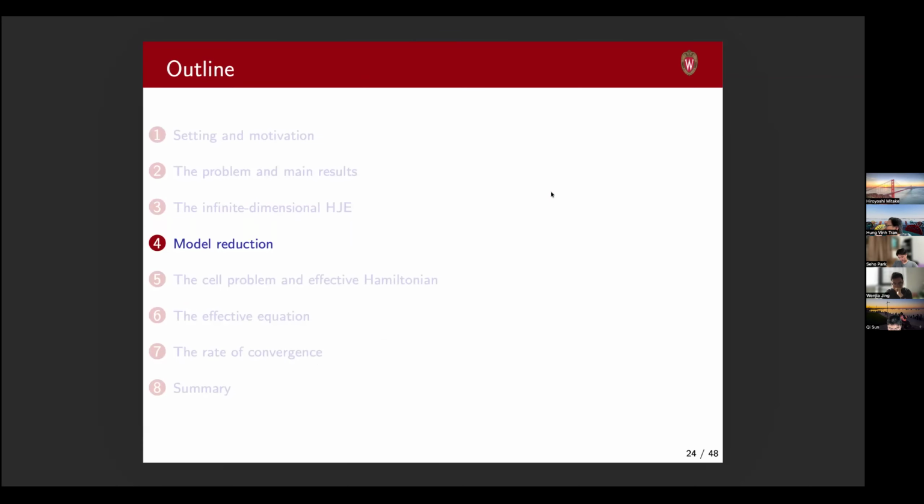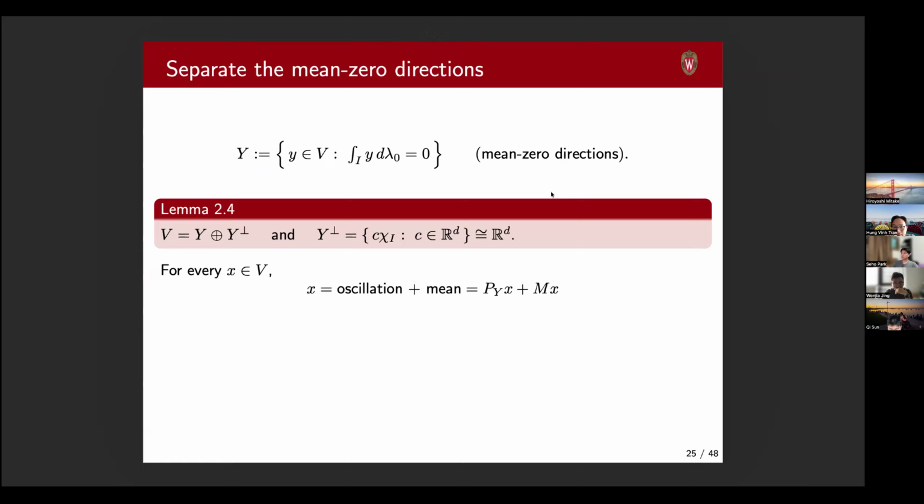Okay, so we talked about the well-posedness of our problem, and now I will talk about how to use the symmetry of our setting. So first, I'm going to separate the mean zero functions from V. Here, Y is defined as the set of functions with mean zero. Since Y is a closed subspace of V, V can be decomposed into Y and Y perp, and we can easily show that Y perp is just the constant functions, or constant vector valued functions, c times chi of I.